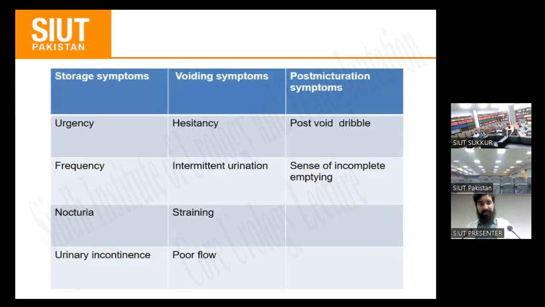Storage symptoms are urgency, frequency, nocturia, and urinary incontinence. Voiding symptoms are hesitancy, intermittent urination, straining, and poor flow, and post-micturition symptoms are post-void dribbling and a sense of incomplete emptying.